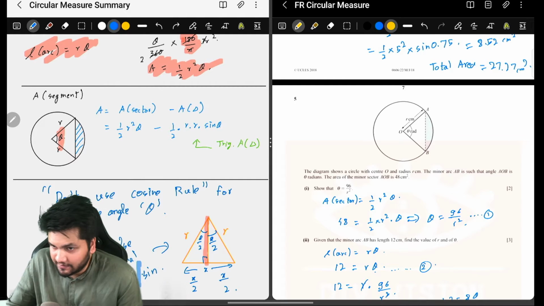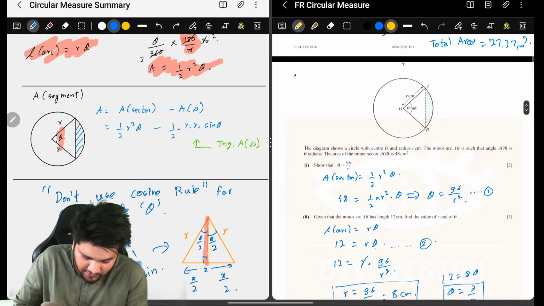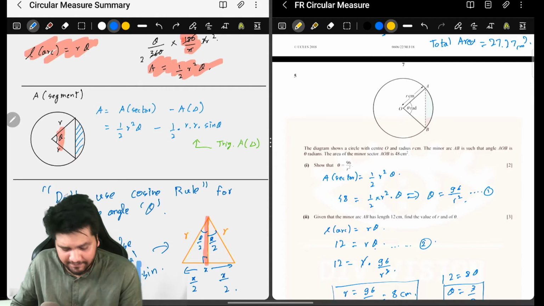So we know the area. Show that theta is 96 by r square. Area of sector is half r square theta. Just going to substitute 48, and theta is going to be what? 96 by r square. Very simple thing.